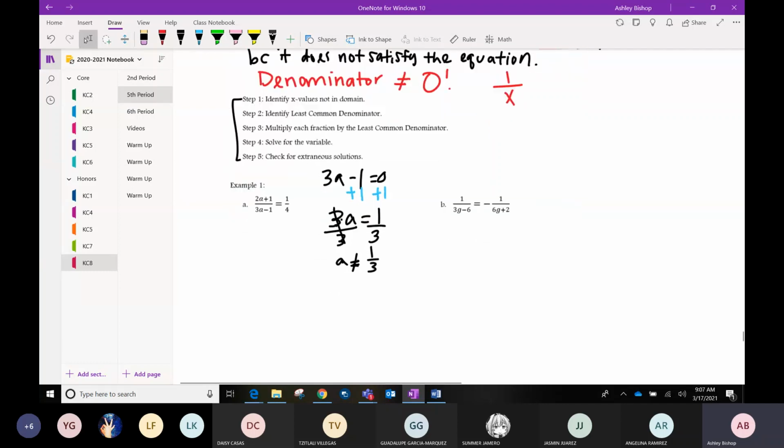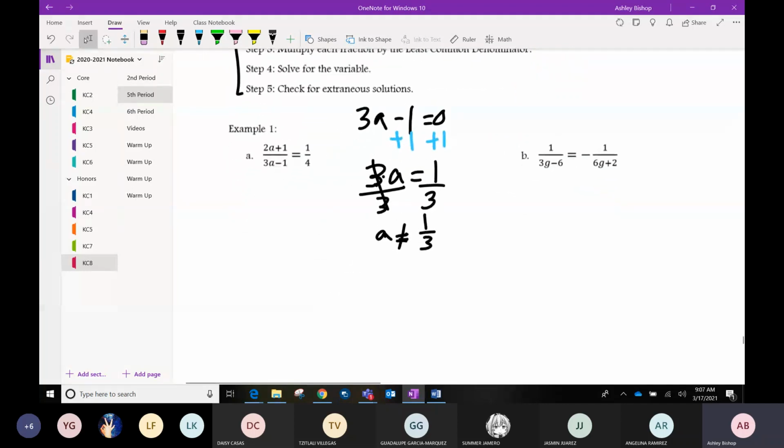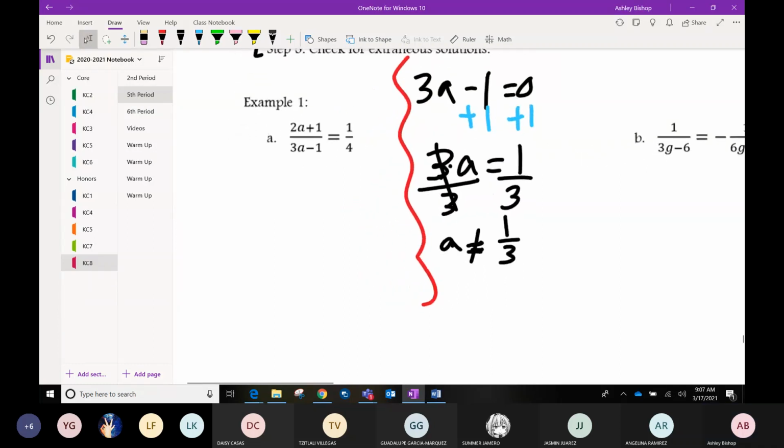So we're going to solve for A now. We're going to take some steps and figure out what A actually is equal to. And as long as A is not equal to 1/3, we're good. All right. So we didn't exactly solve for A. We solved for what we don't want A to be. We don't want A to equal 1/3, but now we're actually going to figure out what A is. And this is how we're going to figure out what A is.